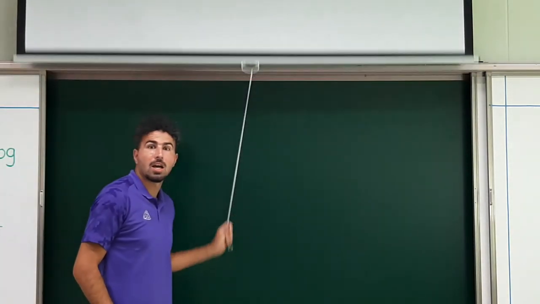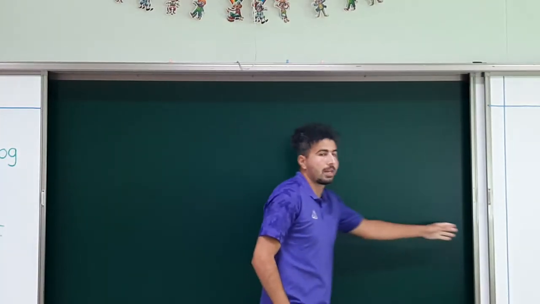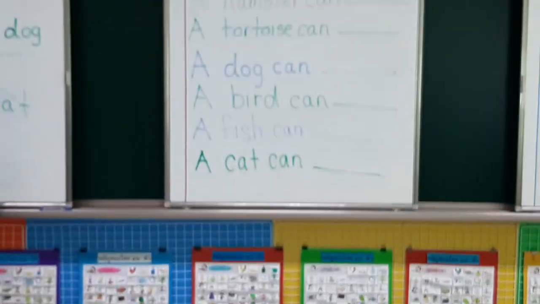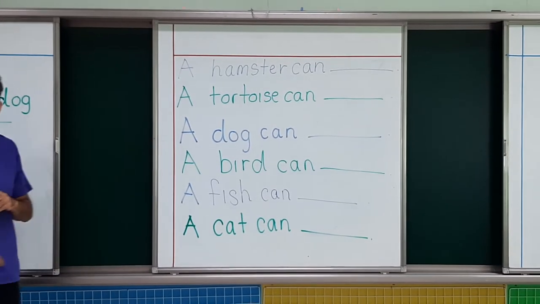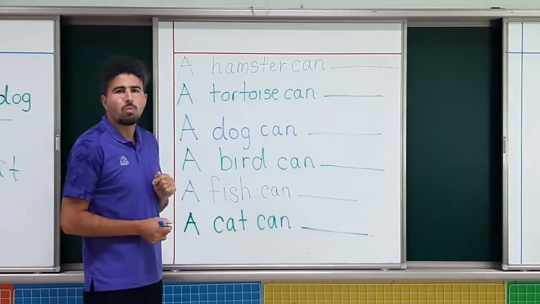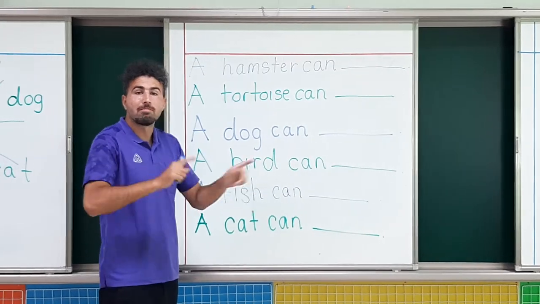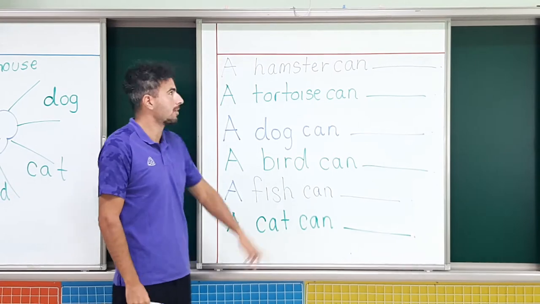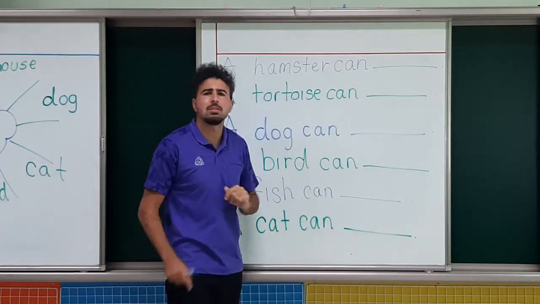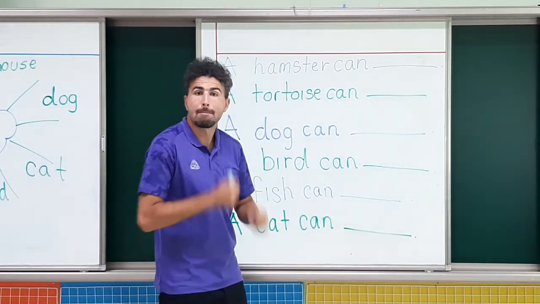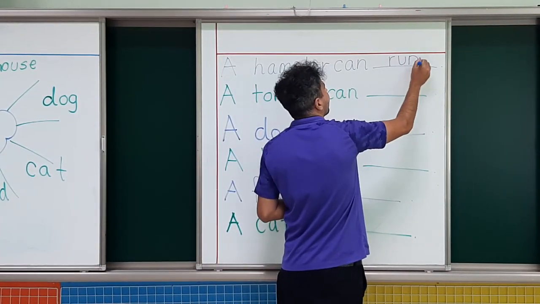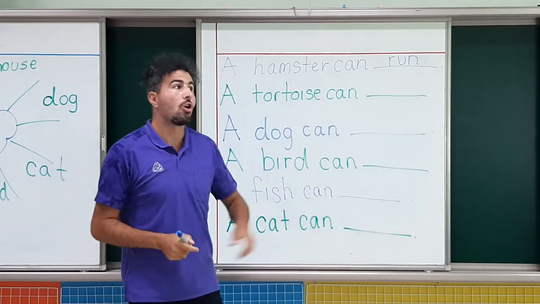So now let's review our sentences, okay? Let's go over this. We have our sentences right here. Okay, so here's our pens. So we've got what can animals do? We've done these already, we've matched already, we've put them in order. Now we're going to write full sentences. So the first one, a hamster can what? A hamster can run. So we write run.